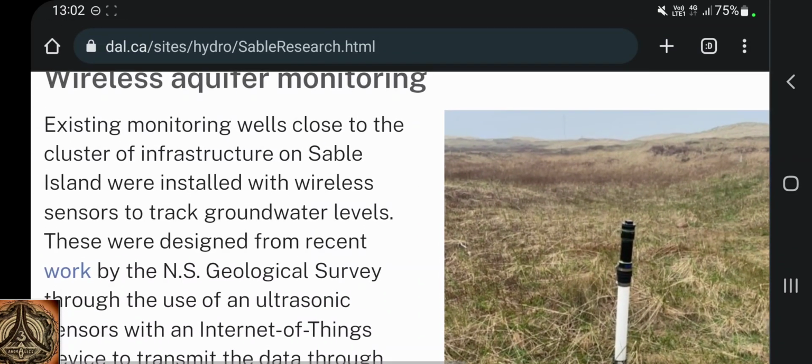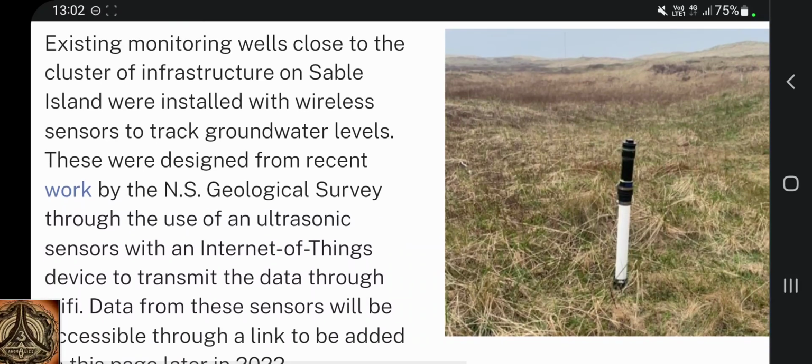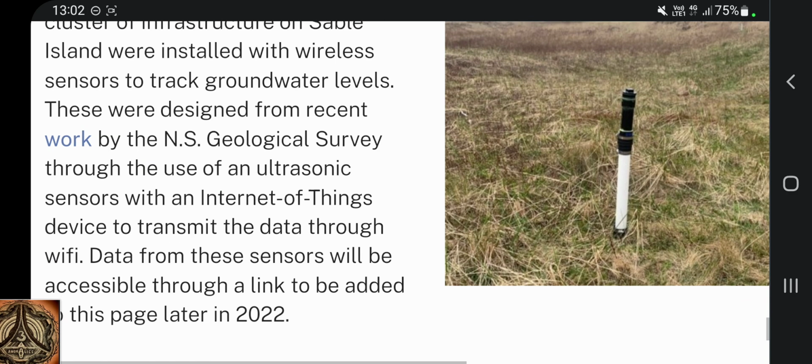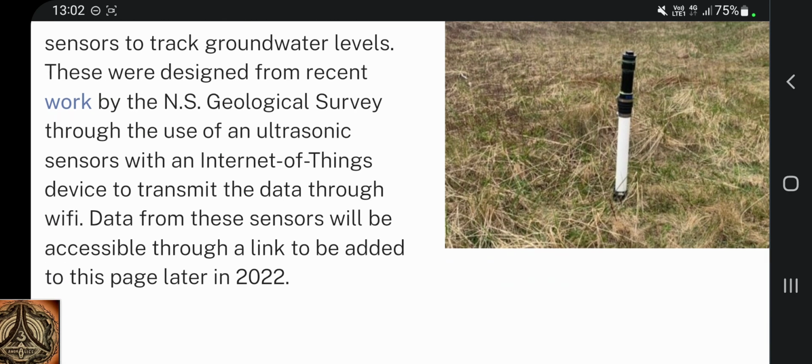existing monitoring wells close to the cluster of infrastructure on Sable Island were installed with wireless sensors to track groundwater levels. These were designed from recent work by the NS Geological Survey through the use of ultrasonic sensors with an Internet of Things device to transmit the data through Wi-Fi.